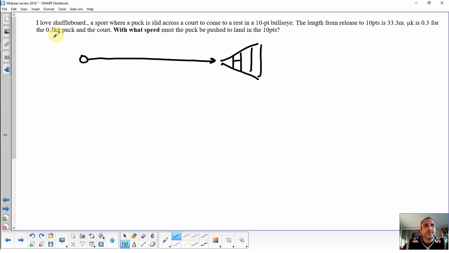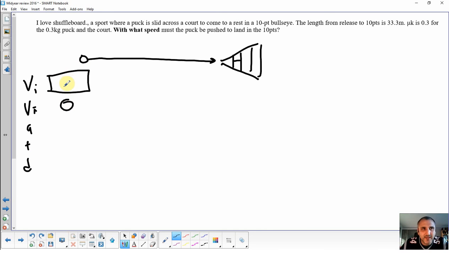mu is 0.3 for a 0.3 kilogram puck in the court. With what speed must the puck be pushed to land at the 10 points? So if I want to land it here, how hard do I have to push it? VI, VF, A, T, D. We are looking for the initial velocity. We know the final velocity is 0 because we want the thing to stop there. We don't know the acceleration. We don't know, nor do we have access to the time, but we know the displacement is 33.3 meters.